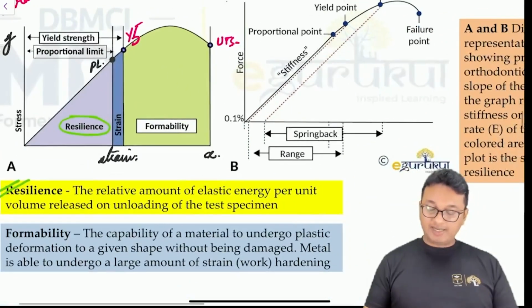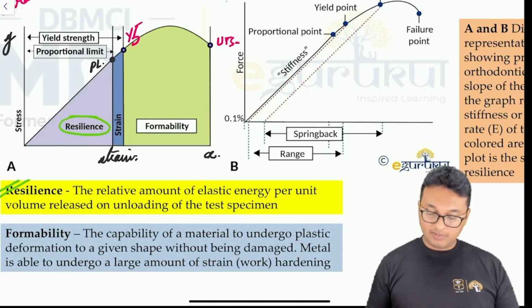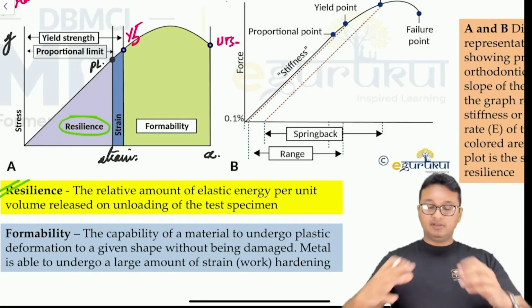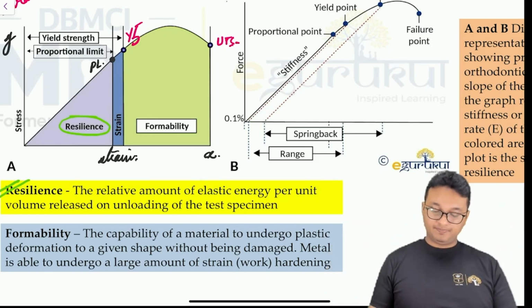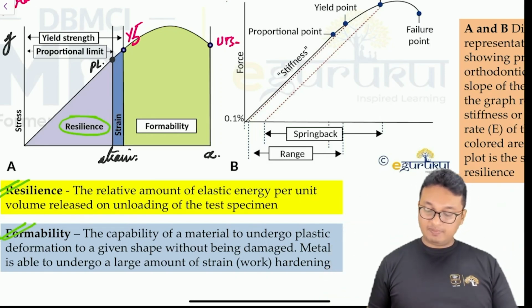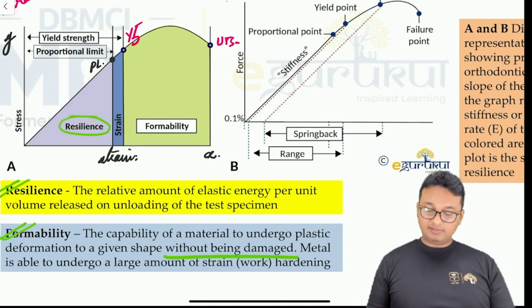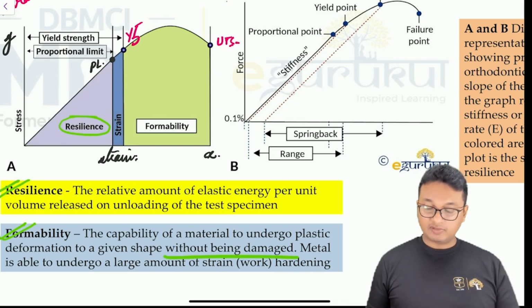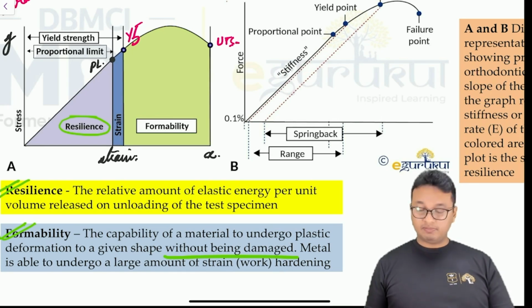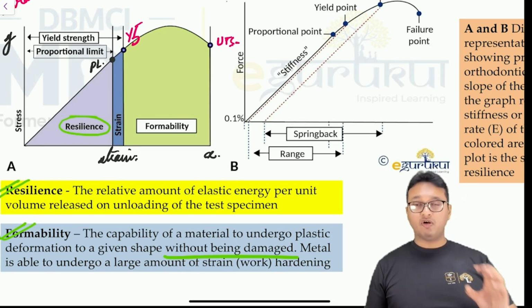the complete area from point A to point B, that means the complete area within the graph, that is known as formability. Now, formability is the ability of a material to undergo plastic deformation to a given shape without being damaged. Metal is able to undergo a large amount of strain hardening. Okay, so that is the formability. Formability is a capability of a material to undergo plastic deformation to a given shape without being damaged.